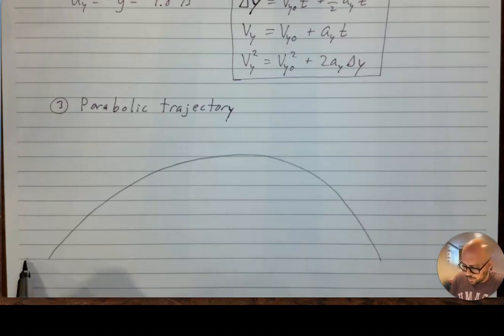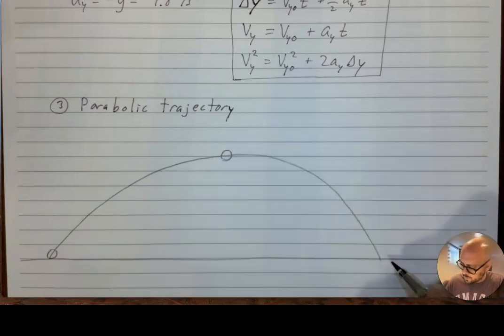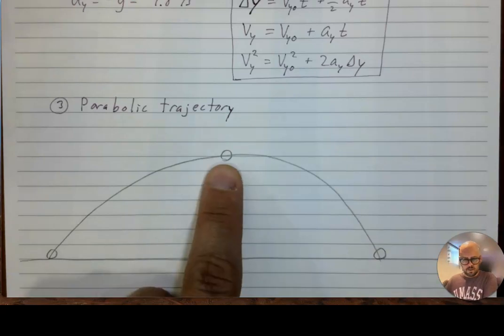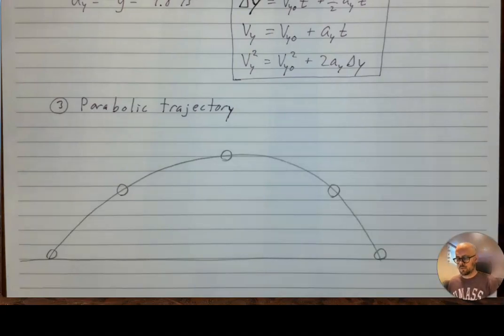And what we're going to do is imagine that this is the ground. I'm going to draw an object at various points. So I'm going to go for the beginning at the ground, the end when it hits the ground, the middle at the very top, and then I'm going to pick two locations in between. And so here's what we're going to do.